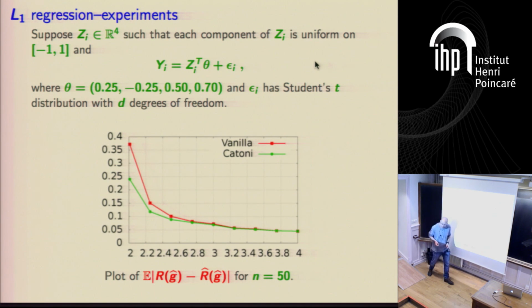Can you say again what the axes mean? So the y-axis is the loss. This is the expected L1 loss, and this is how fat the tail of epsilon is. So what does the number mean? That's the parameter of the Student t distribution. This is for sample size 50.